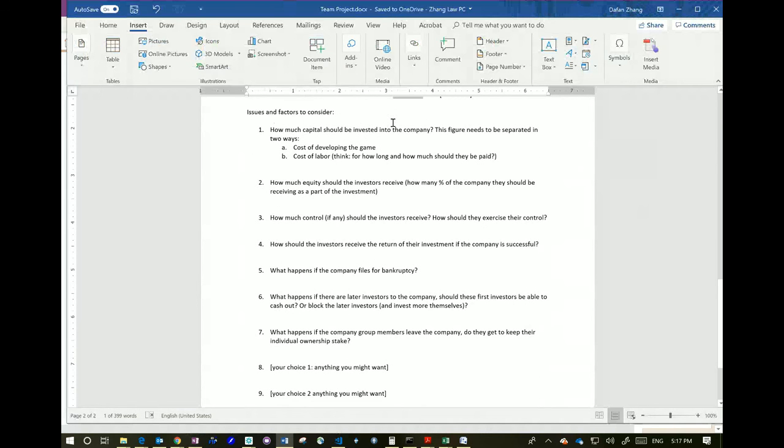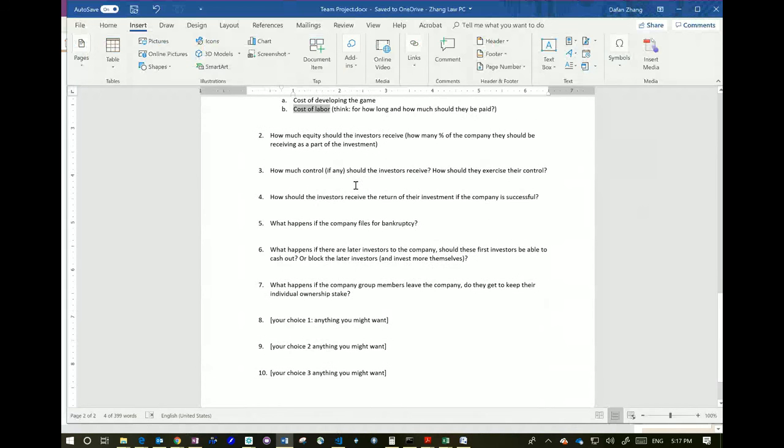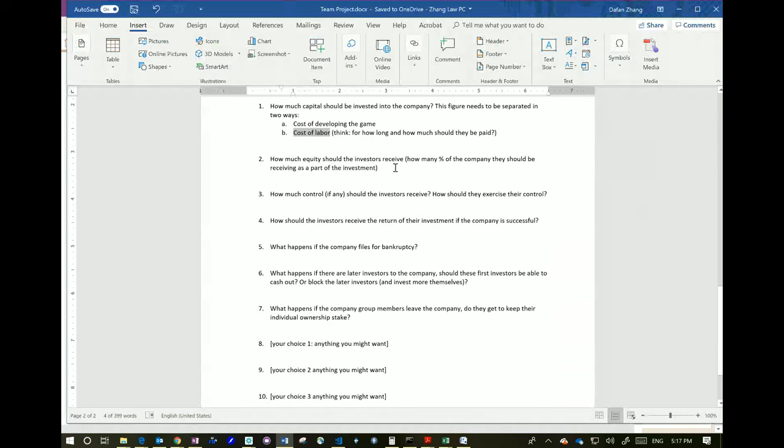Number 1, how much capital would be invested into the company? This figure needs to be separated 2 ways: the cost of developing the game and the cost of labor. Remember, we said the cost of developing the game is $500,000. So the cost of labor, obviously, if you want to get paid, should be more than that. Number 2 is how much equity should the investor receive? This is assuming equity financing. Of course, if you don't like equity financing, you don't have to choose this one.